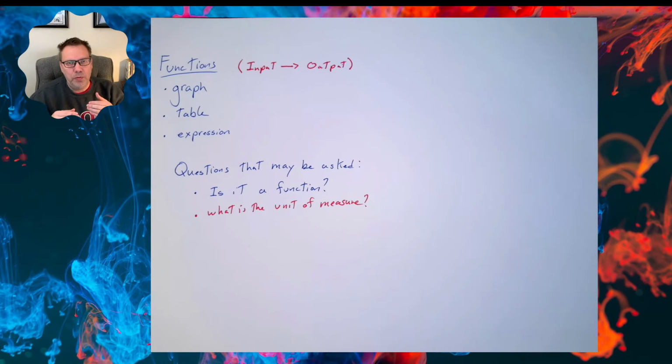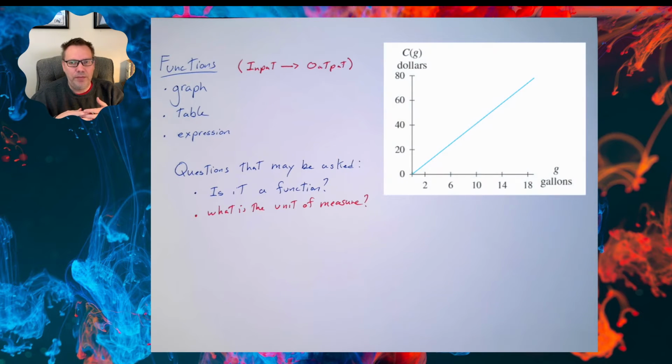And one of those is a graph. As you'll see in the graph, the horizontal axis is the input and the vertical axis is the output. I would like you to put in the units on the horizontal and vertical axis.